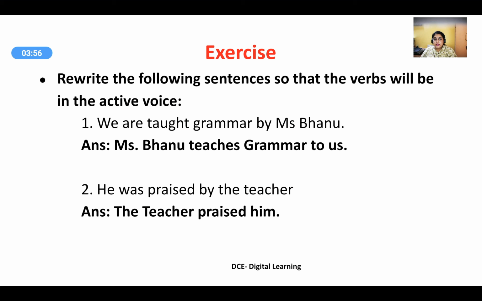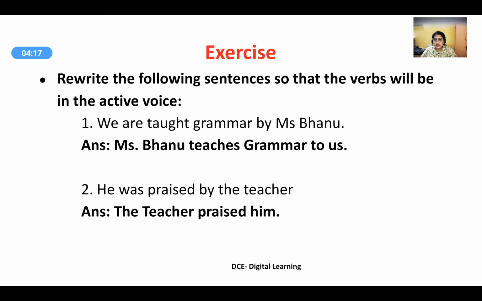Exercise. Rewrite the following sentences so that the verbs will be in the active voice. Remember, in the active voice, the person doing the action always is given importance. They come first. So the sentence is, "We are taught grammar by Miss Banu." When you convert it into active voice, the answer is, "Miss Banu teaches grammar to us."